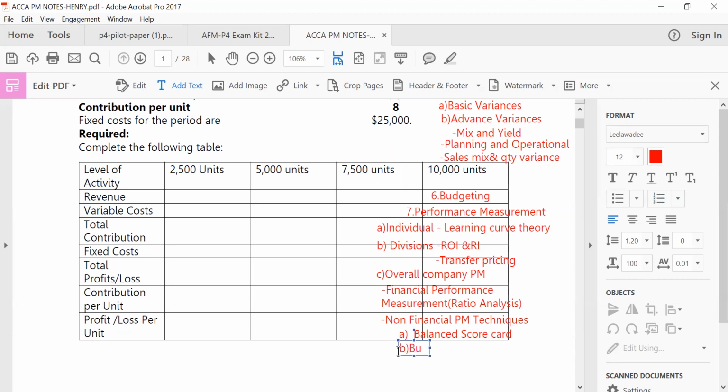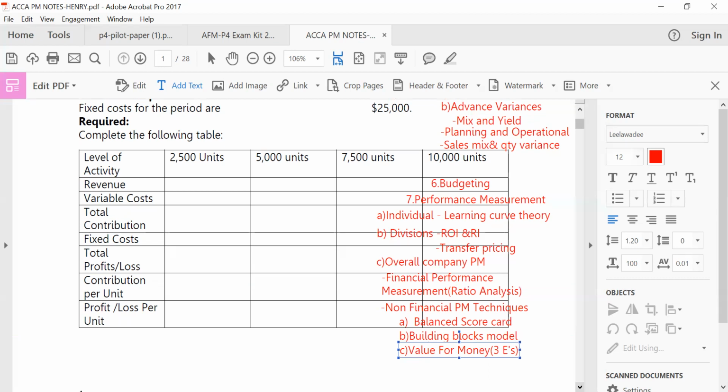Then we have the building blocks model by Fitzgerald and Moon. So Fitzgerald and Moon brought the building blocks model. Then we have value for money. Most people call it the 3 E's: economy, efficiency, and effectiveness. Right.